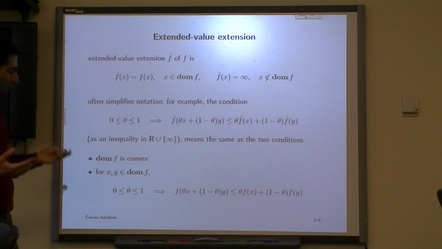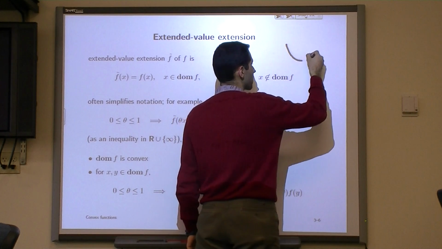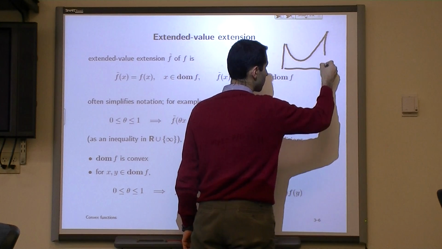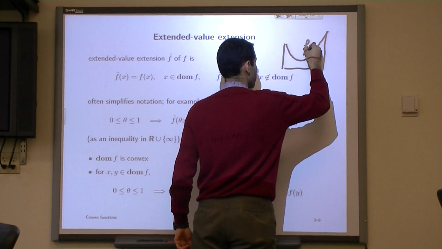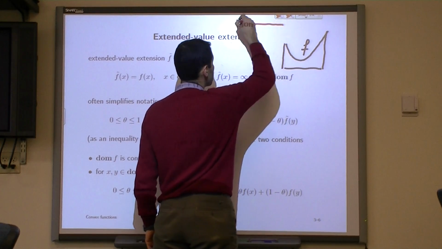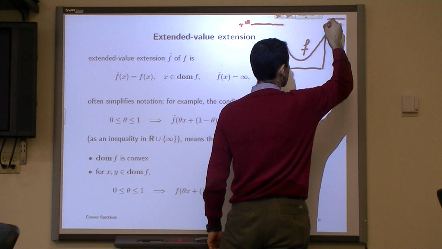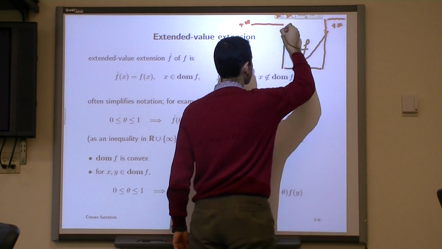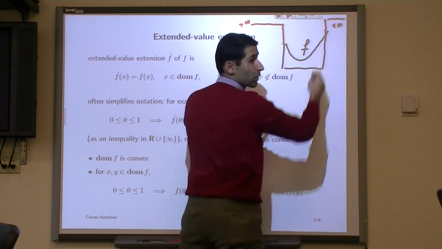Extended value extension: let's say we have something like this as a function, and the domain of the function is from here to here. If we call this function f, we can have the value of plus infinity if x is not in the domain. We have the value of plus infinity for the function.